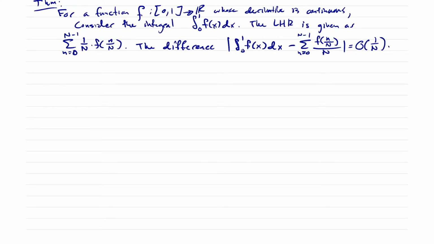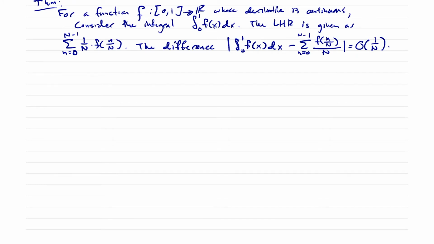So what are we actually trying to do? Well, we want to get an estimate on the integral from 0 to 1 of f of x dx, and we're going to use the left-hand rule. The left-hand rule is given by this: you chop up into a whole bunch of equal chunks of size 1 over n, and you choose the leftmost point as your sample point that goes into f. And so what you get is that the difference, written this way, is going to be big O of 1 over n.